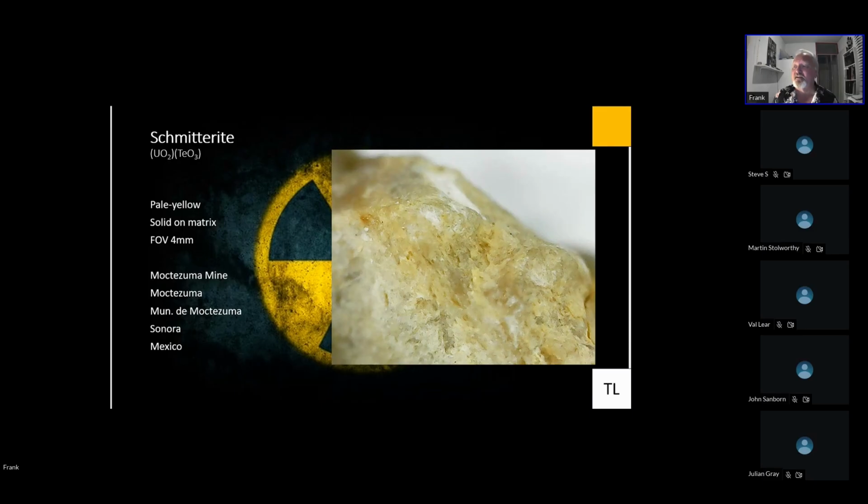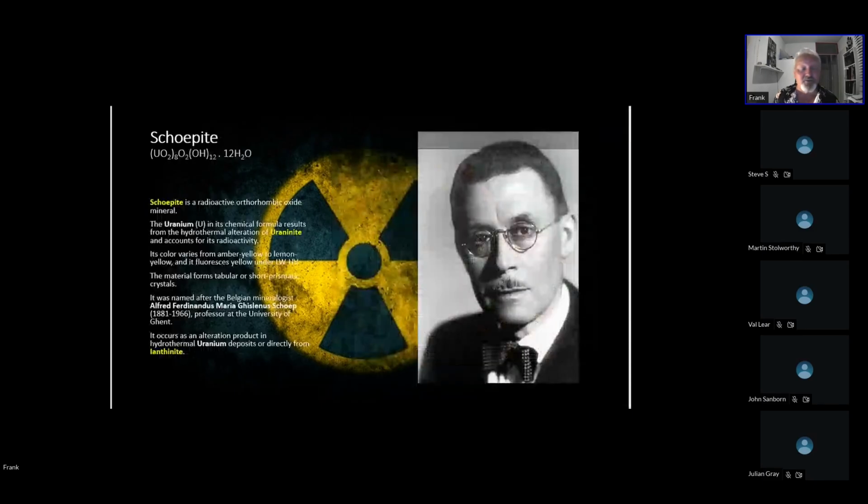Schmitterite. Schmitterite is a tellurite, which is not an oxide, but it belongs to the group 4 minerals. It's orthorhombic. The color is pale yellow and it doesn't fluoresce. This material forms thin flattened blades or rosettes. It was named after a Mexican mineralogist, Eduardo Schmitter Villela. He was professor at the National University of Mexico.